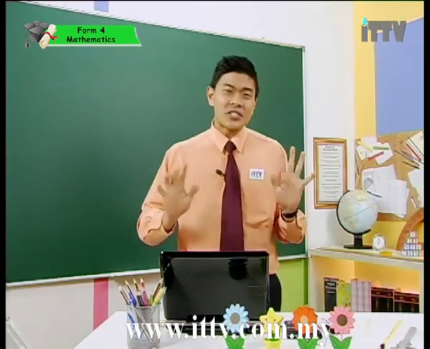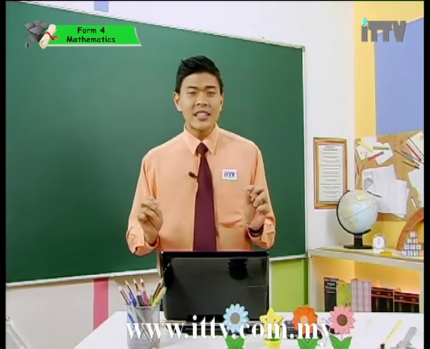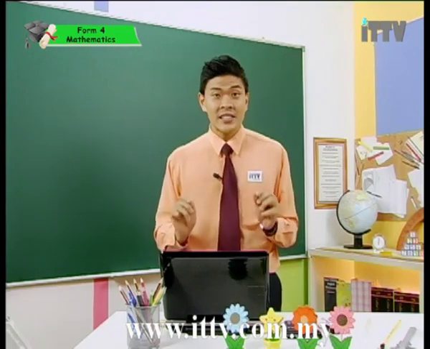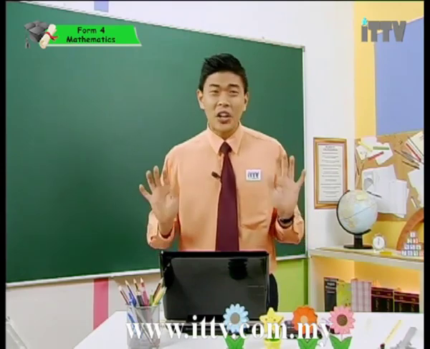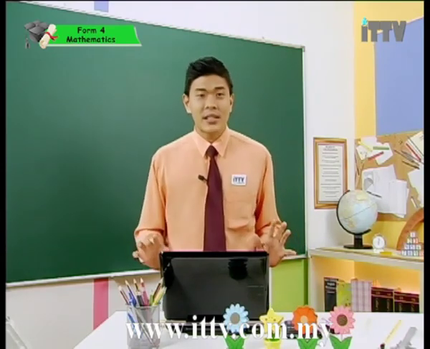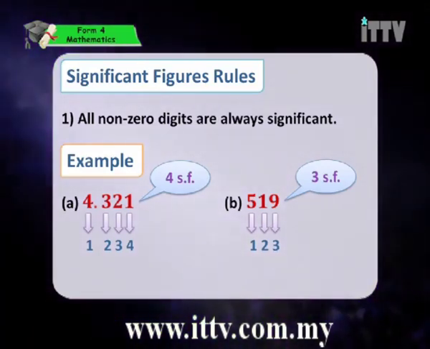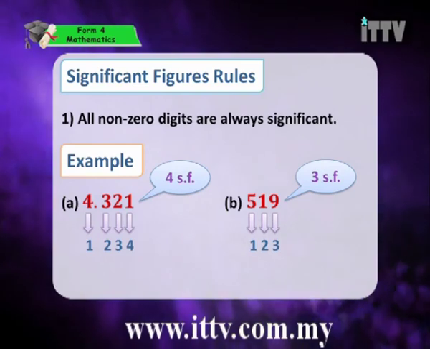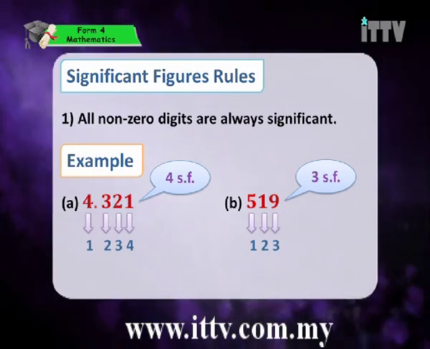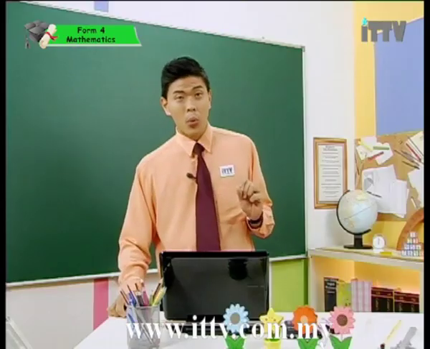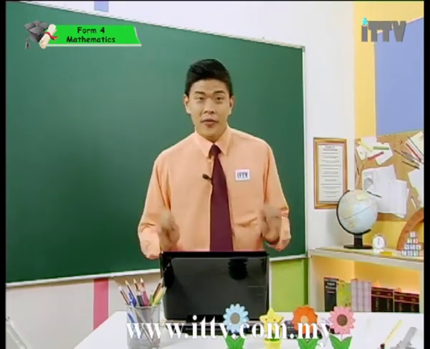519. There are 3 non-zero digits. So in rule 1, it says that every non-zero digit is significant. And since 519 contains 3 digits which are non-zero, all of them are significant. So, look, all 3 are significant figures, and this number is said to be 3 significant figures, or 3SF. So that is rule number 1. Remember, all non-zero digits are significant figures.